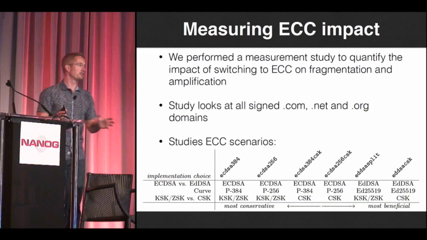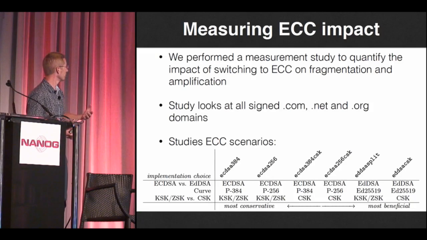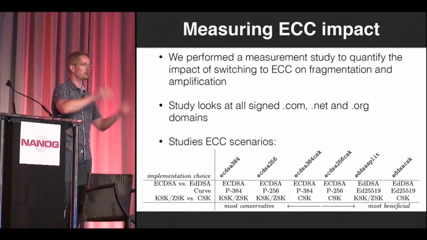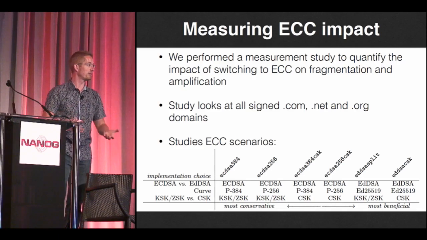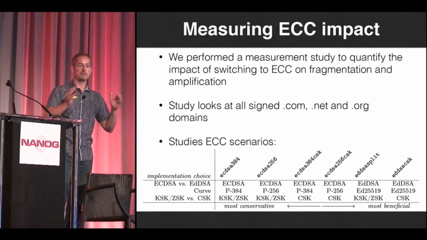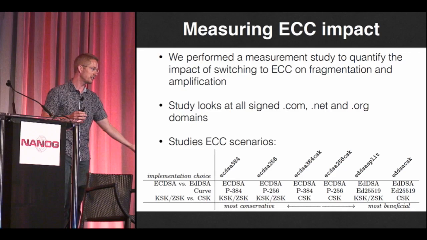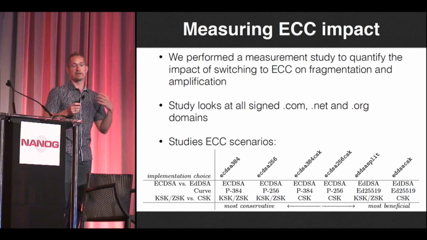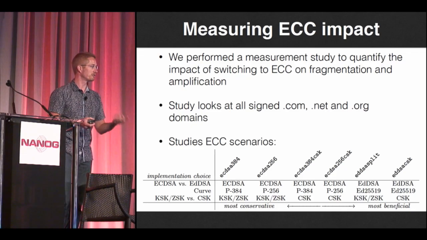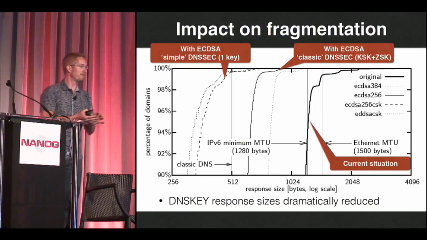So what we wanted to do was to measure the impact of, if we switch DNSSEC from using RSA to using ECC overnight, what would happen? What would the impact be on operations? So we revisited all those domains in .com, .net and .org that are signed that we looked at in the amplification study, and we tried to estimate what the effect of switching to ECC would be. And actually, that's very favorable.